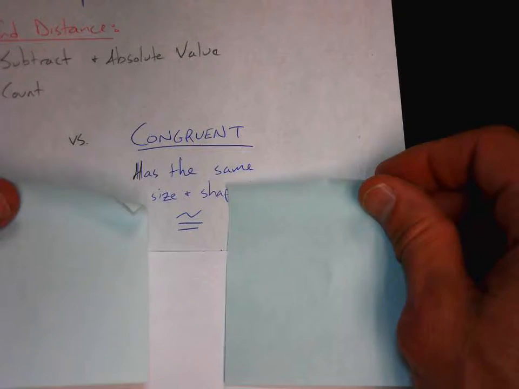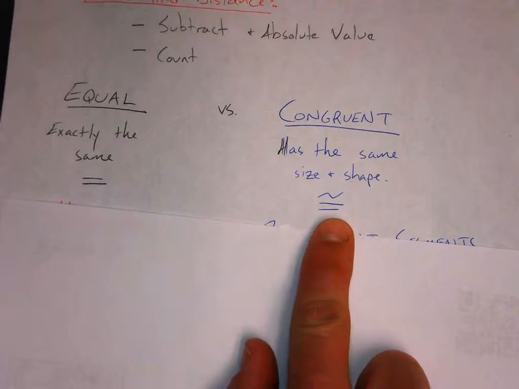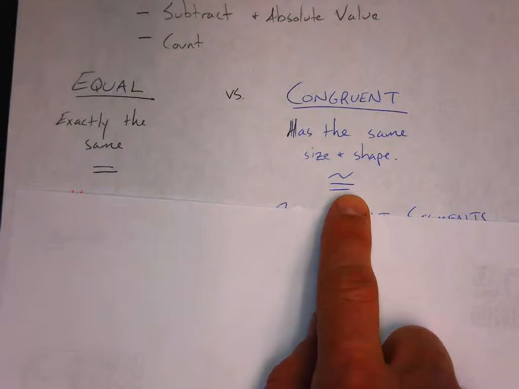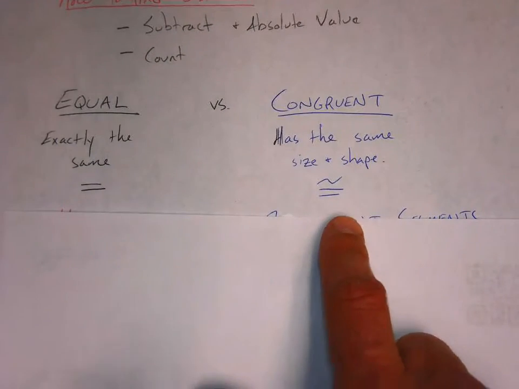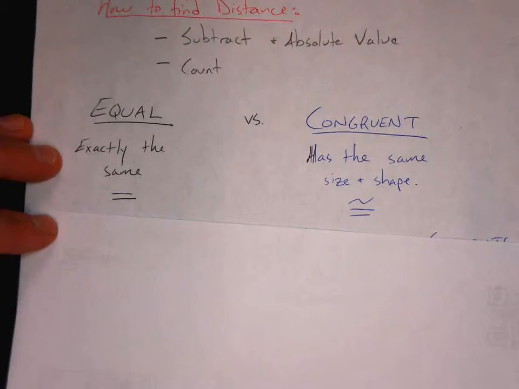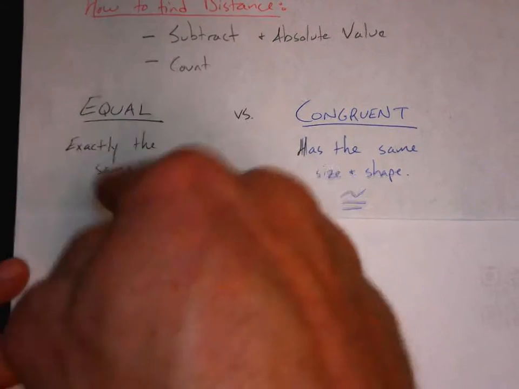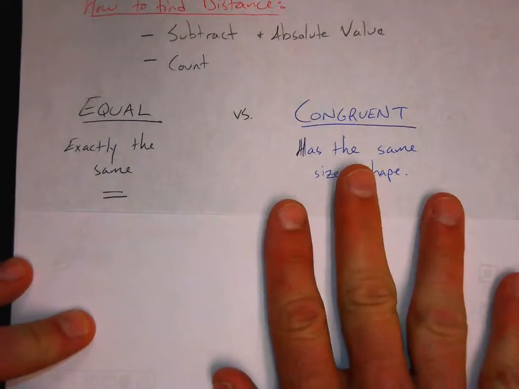They're actually congruent. So this is the symbol for congruent. We take the equal sign we grew up knowing and loving, and then we throw a squiggly on top of it, and that's the symbol for congruent. So technically, we have to know the difference. It's a crazy nuance that is quite challenging. So hopefully you did understand. Equal means it's exactly the same. Congruent means it has the same size and shape.